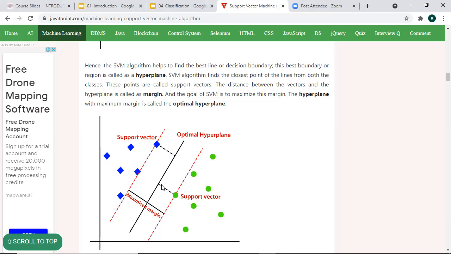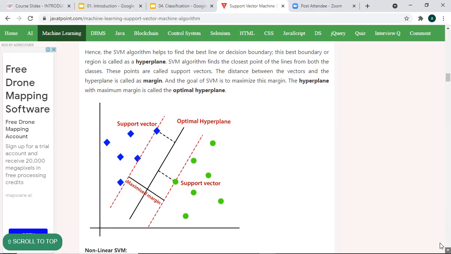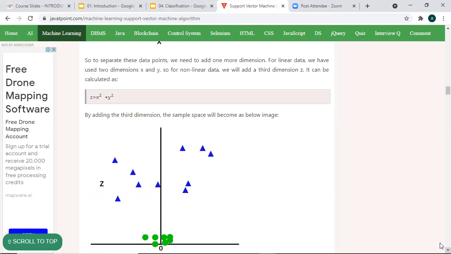This is a most asked interview question: why do we make the distance between the optimal margin and the support vector maximum? So that they should not be misclassified. So the answer you are going to say is that we should make the distance as maximum so that they should not be misclassified. Do you understand?